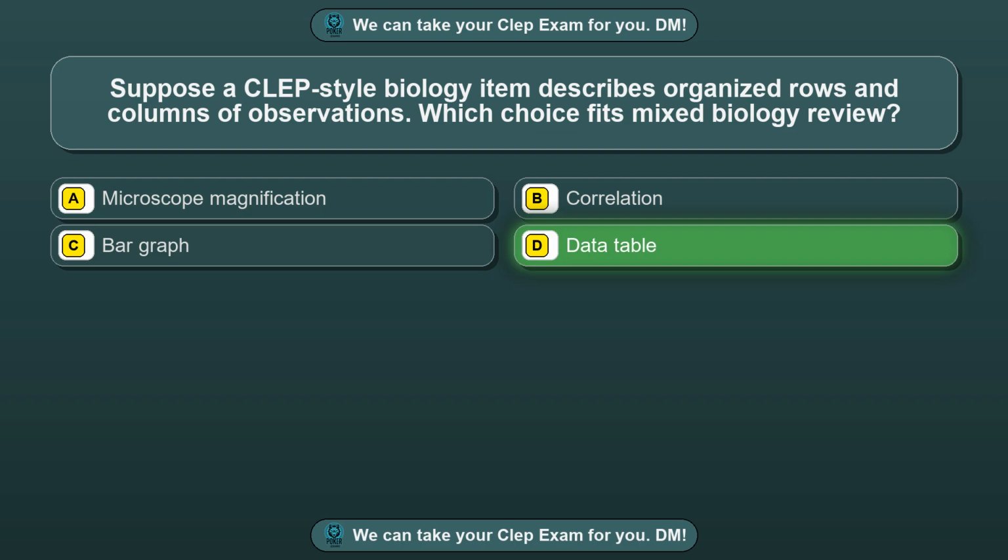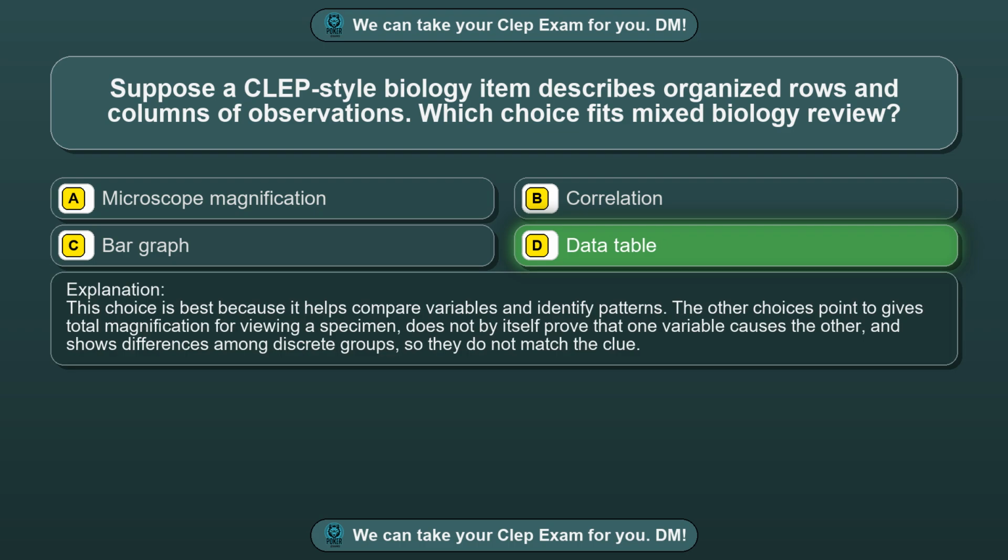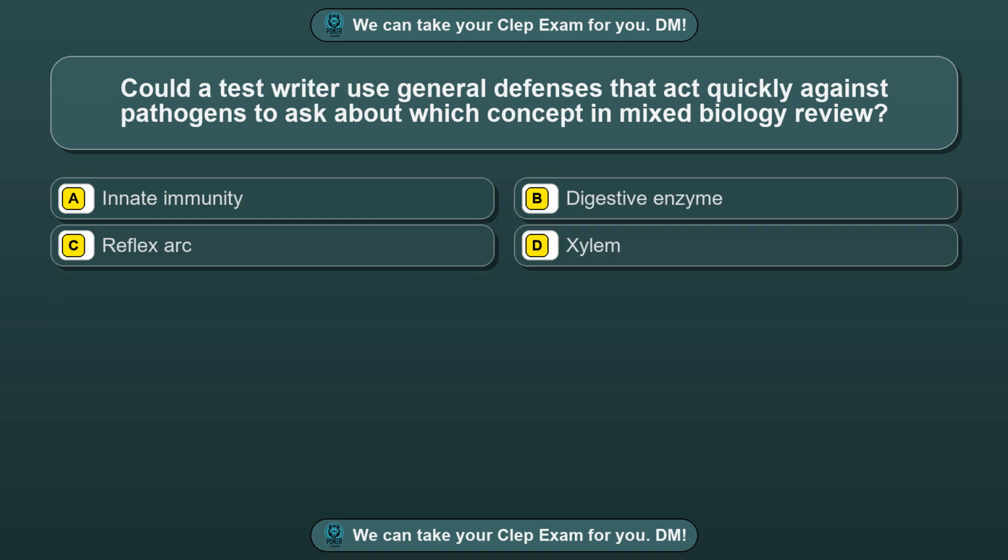The correct answer is option D, data table. This choice is best because it helps compare variables and identify patterns. The other choices point to gives total magnification for viewing a specimen, does not by itself prove that one variable causes the other, and shows differences among discrete groups, so they do not match the clue. Question 71. Could a test writer use general defenses that act quickly against pathogens to ask about which concept in mixed biology review? Option A, innate immunity. Option B, digestive enzyme. Option C, reflex arc. Option D, xylem. The correct answer is option A, innate immunity.